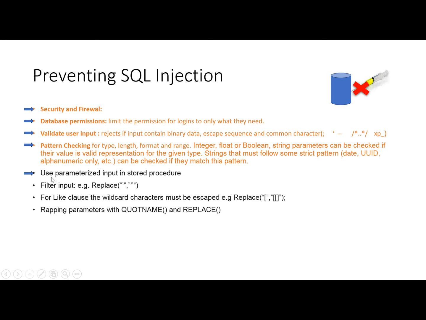And for the input, we have to use parameterized stored procedures. We should not directly concatenate the input entered into the variable with the SQL query. Instead of that, we have to use parameterized stored procedures. In this parameterized stored procedure, the login name and the password should be received into the variables of the stored procedure. And then we have to validate these variables before concatenating with the dynamic SQL.